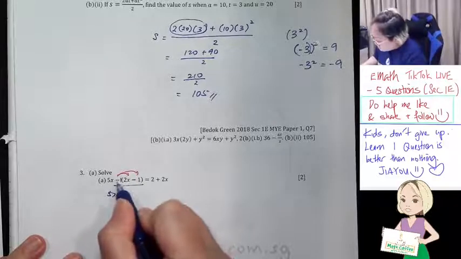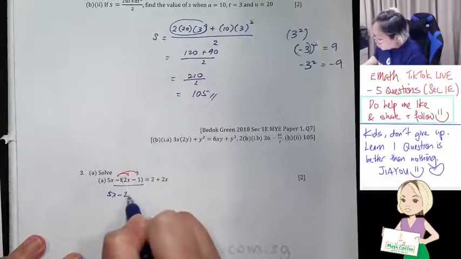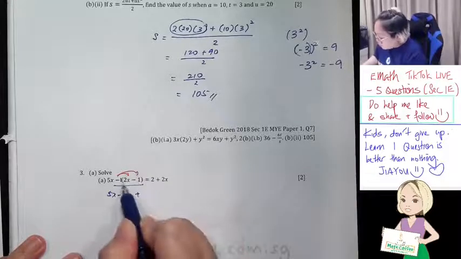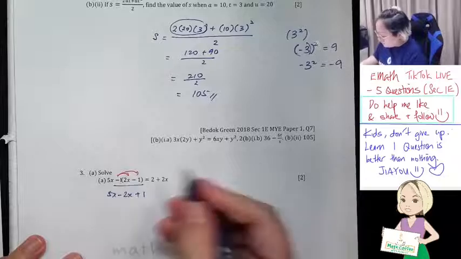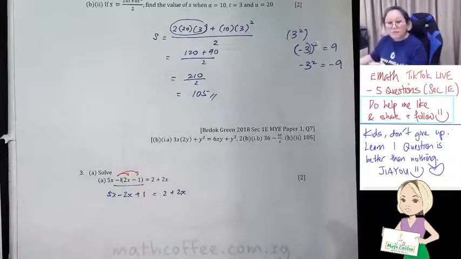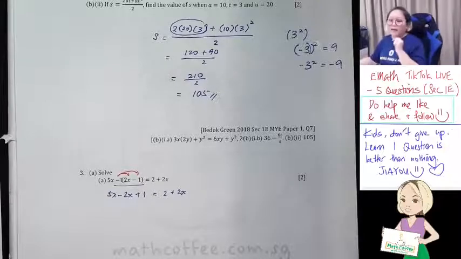This one will be minus times positive will be negative. 1 times 2x will be 2x. Negative, negative, positive. 1 times 1 is 1. Equal 2 plus 2x. So what I did was just rainbow. Okay? Next is a linear equation.